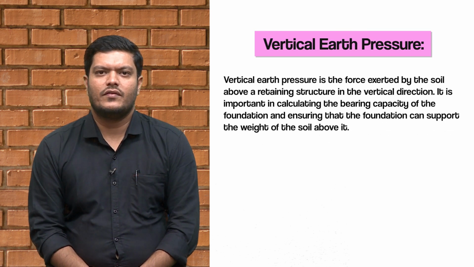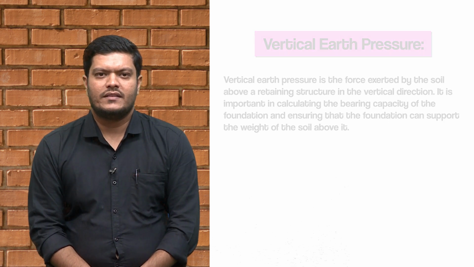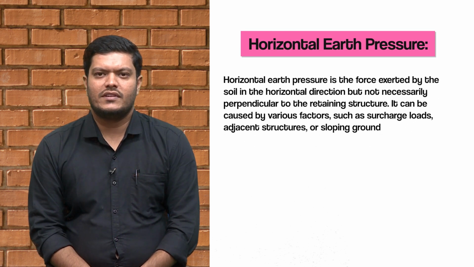Vertical earth pressure. Vertical earth pressure is the force exerted by the soil above a retaining structure in the vertical direction. It is important in calculating the bearing capacity of the foundation and ensuring that the foundation can support the weight of the soil above it. Second, horizontal earth pressure. Horizontal earth pressure is the force exerted by the soil in the horizontal direction but not necessarily perpendicular to the retaining structure. It can be caused by various factors such as surcharge loads, adjacent structures, or sloping ground.